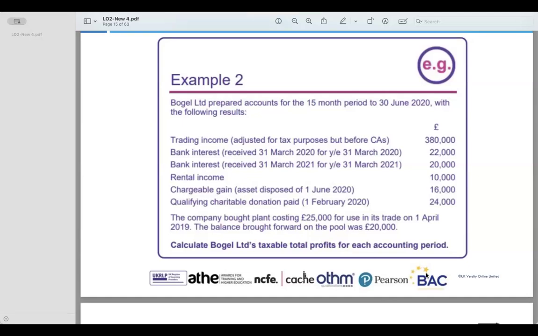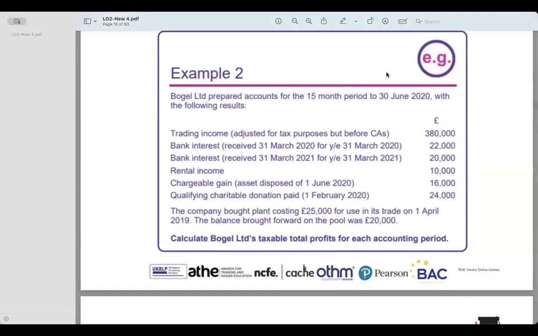adjusted for tax purposes but before capital allowances, Bogle Limited earned £380,000 from its trading activities. They received £22,000 of bank interest for the year ending March 31st, 2020 and £20,000 for the year ending March 31st, 2021. They earned £10,000 rental income, then a chargeable gain of £16,000 from the disposal of an asset on June 1st, 2020. The company made a qualifying charitable donation of £24,000 on February 1st, 2020.